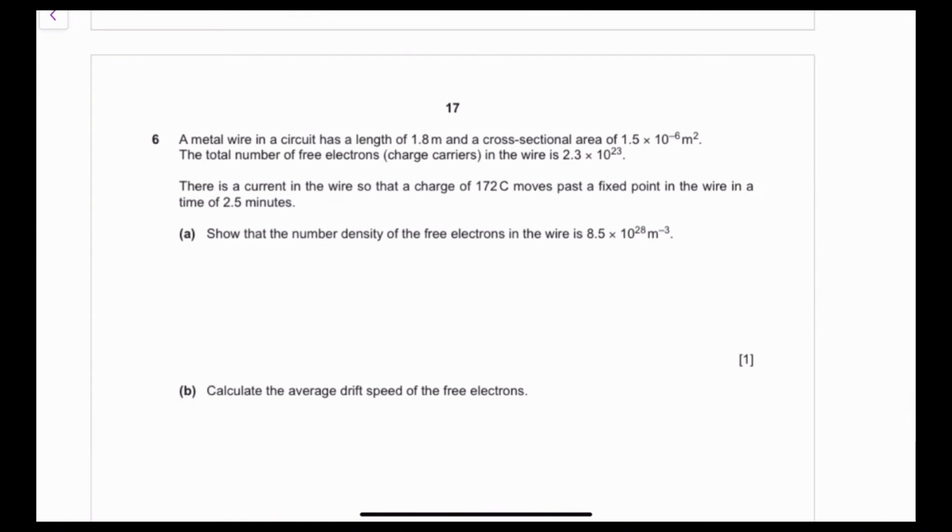Okay, so we've been given a metal wire in a circuit that is this length, and the cross-sectional area of that.